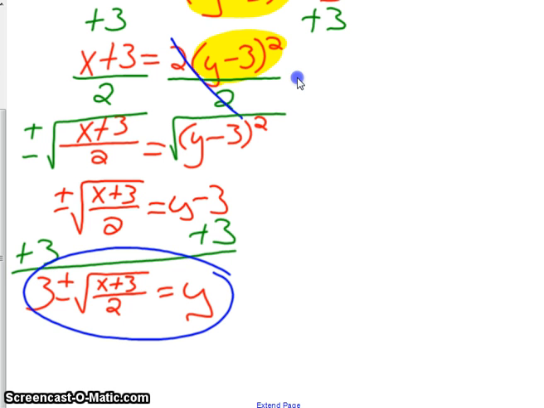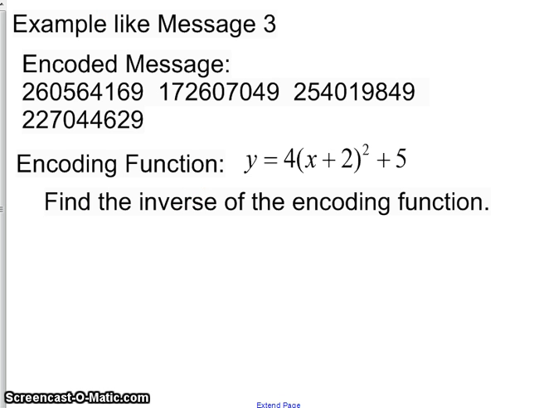All right, we're going to do one more of these, but I'm going to do the next one just like message 3 is on your project. Now, basically what I've got is my own message and my own encoding function. So you should write all of this down, and then you can refer to it when you are doing your message 3 from your project. Okay, so the first directions are find the inverse of the encoding function.